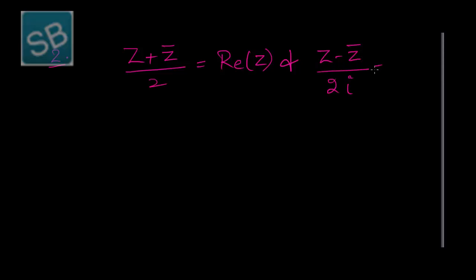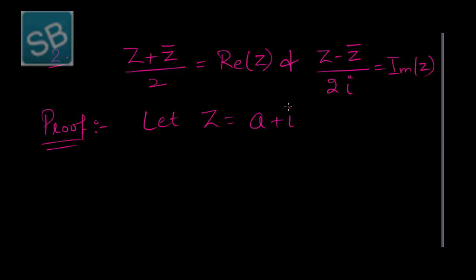Now the second property is: z plus z bar, that is the conjugate, divided by 2 is equal to the real part of z, and z minus z bar over 2 iota is equal to the imaginary part of z. We are already familiar with the real and imaginary parts of a complex number. So we are going to prove this result. Let z is equal to a plus iota b, where a is the real part of z and b is the imaginary part of z.